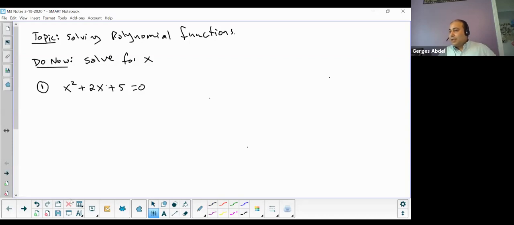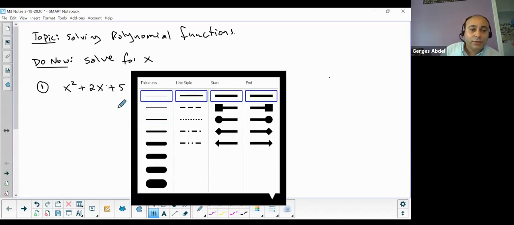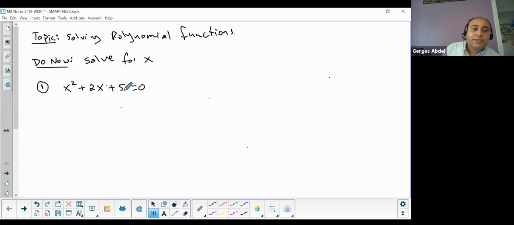Okay, so I'm going to go ahead and see how this works. First of all, if I try to use the factoring method, it's not going to work because there are no two numbers you can multiply to get 5 that, when you add them, give you 2. So the best and easiest way to find this one is to use the quadratic formula.